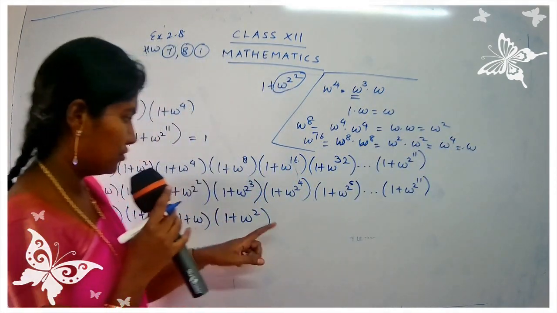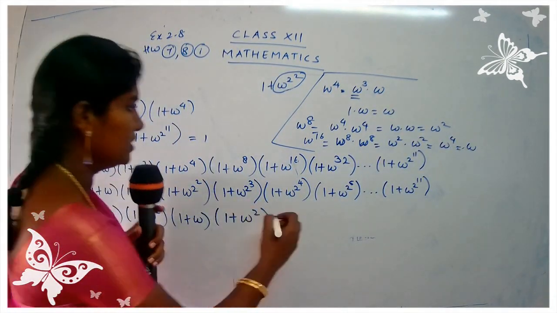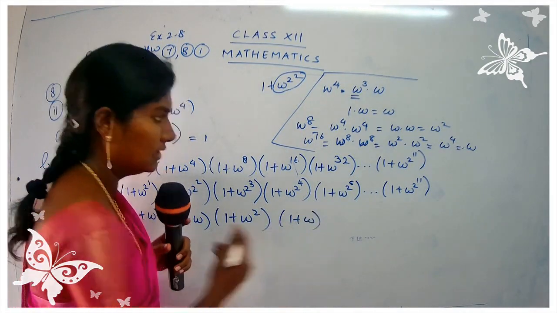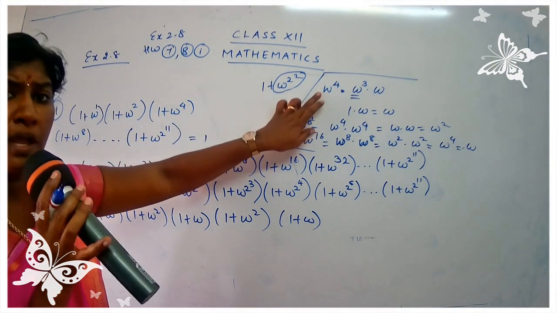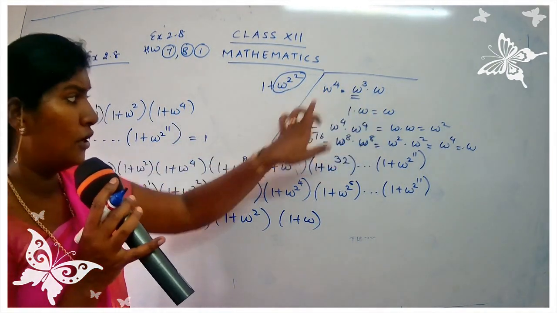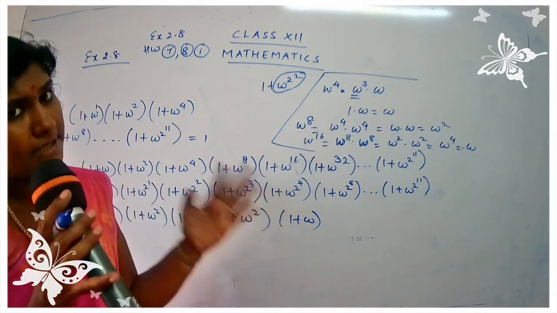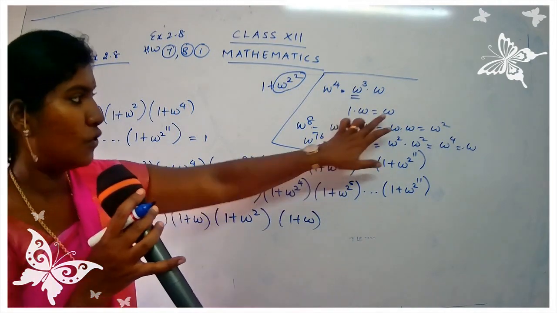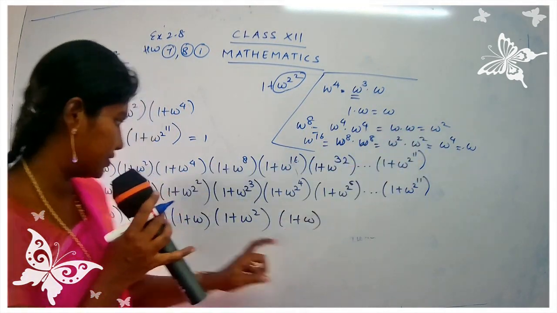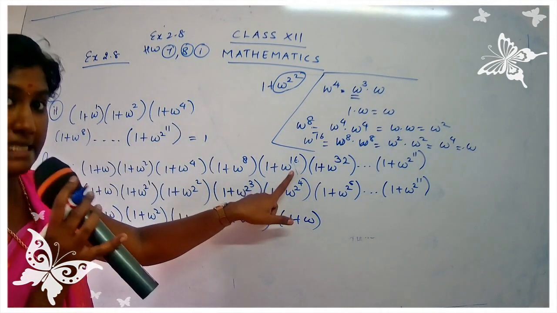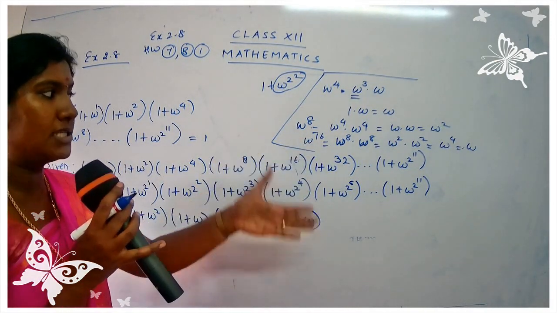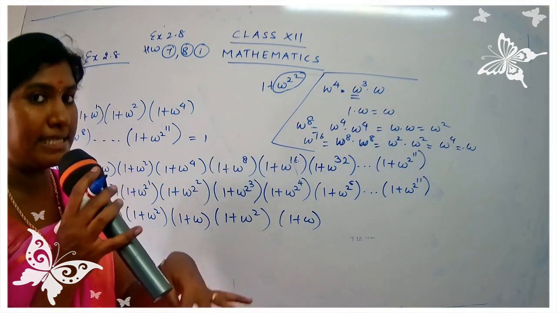So here the next term will be 1 plus omega. I hope you people are clear. It's not so confusing. It's a very simple thing. When you simplify omega raised to 4, you get omega. Omega raised to 8 can be split as 4 plus 4. That's omega into omega, which gives you omega square. So I have written there omega square. When I take the next one, that is 16, it can be taken as 8 plus 8. 8 plus 8 is 16, yes?